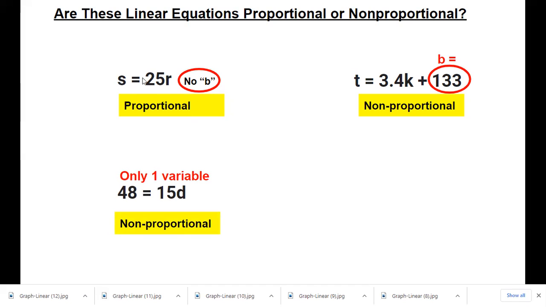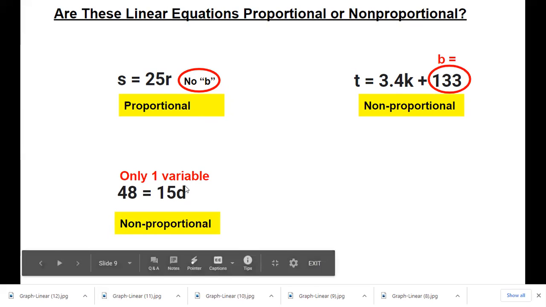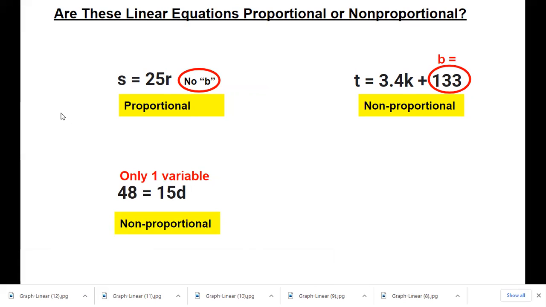This one up here has an S and an R. This one has a T and a K. So you need to have two variables to have a linear equation, and to have a proportional equation. This only has a letter D, so that is non-proportional. How about C equals 512 minus 2n?